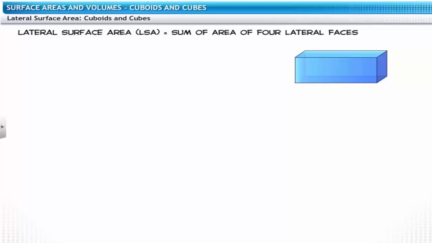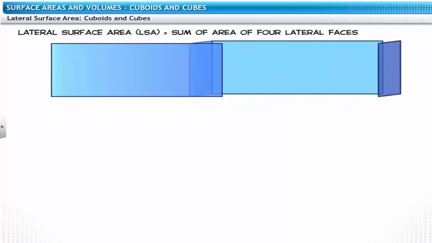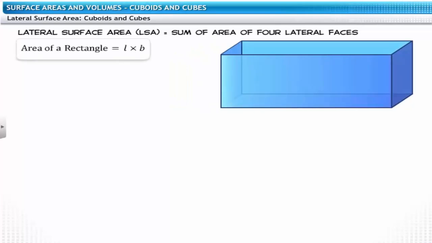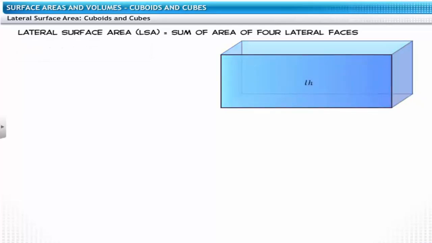of a cuboid. Now, let's derive a formula to calculate the LSA of a cuboid. To calculate LSA, we have to find the areas of the 4 lateral faces. As each lateral face is a rectangle, we can apply the formula length into breadth to calculate the areas. We get the areas of each lateral face as LH, BH, LH, and BH. Now calculating LSA is easy. All you need to do is add all these areas.